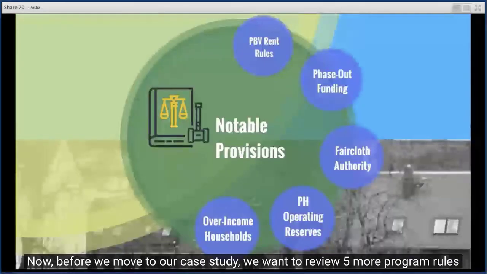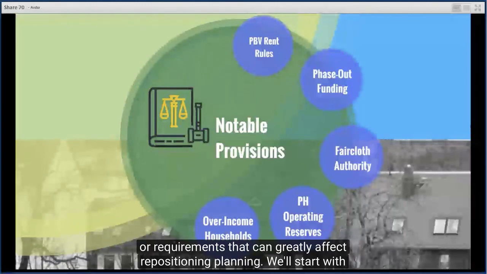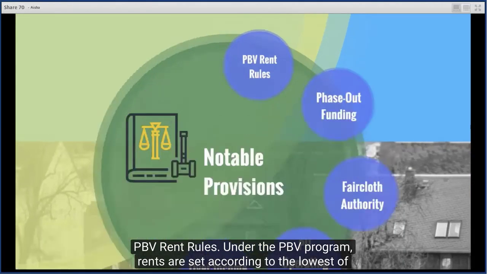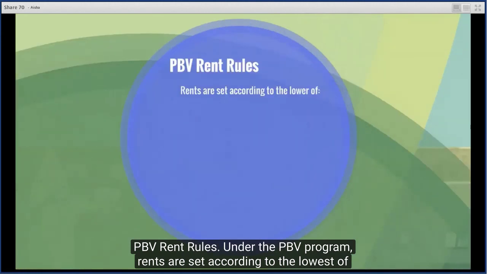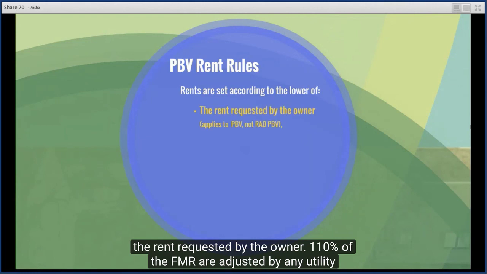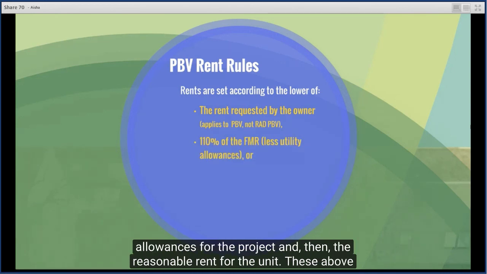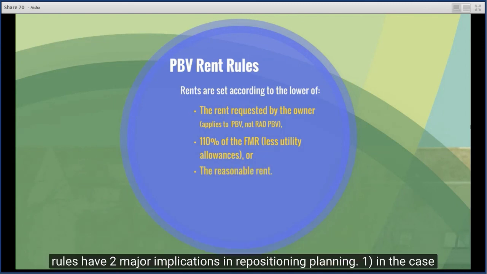Now, before we move to our case study, we want to review 5 more program rules or requirements that can greatly affect repositioning planning. We'll start with PBV Rent Rules. Under the PBV program, rents are set according to the lowest of the rent requested by the owner, 110% of the FMR adjusted by any utility allowances for the project, and then the reasonable rent for the unit. These above rules have 2 major implications in repositioning planning.